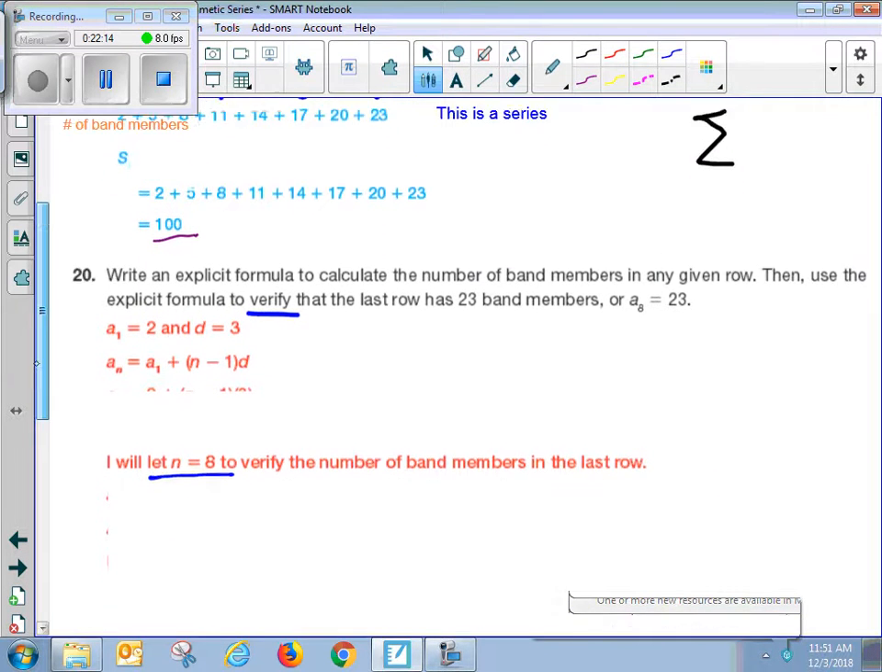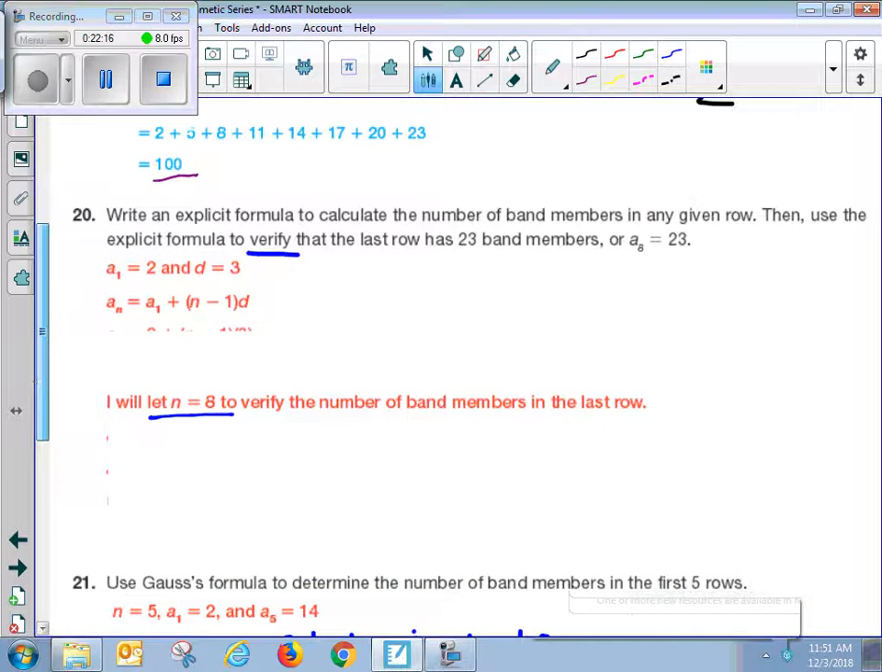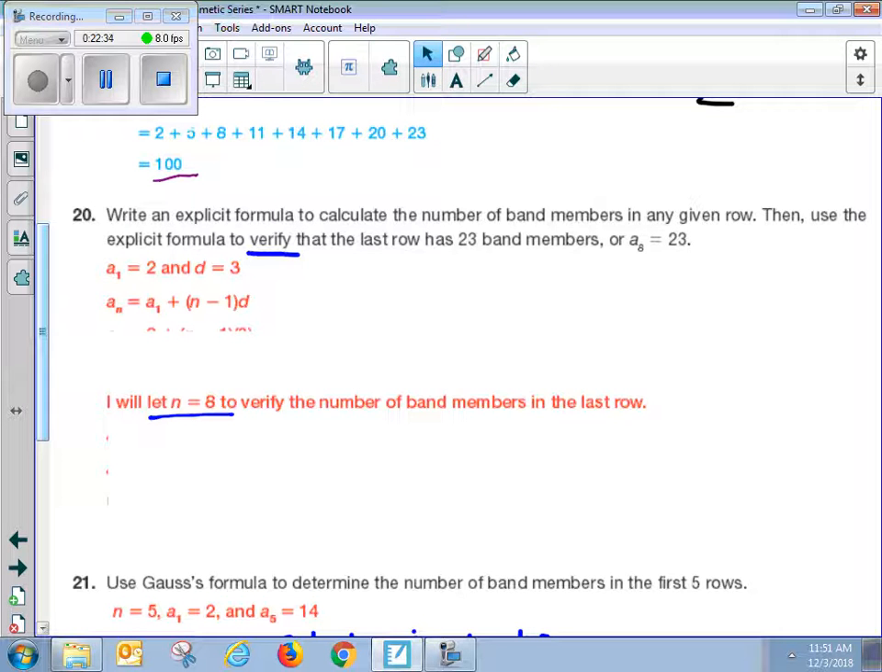Now, next thought. They want me to write an explicit formula to calculate the number of band members in any given row. Then it wants me to use the explicit formula to verify that the last row has 23 members, or that A sub 8 is 23. So we already know that from above. We're just proving it with our formula. That's all it's asking you to do so far.